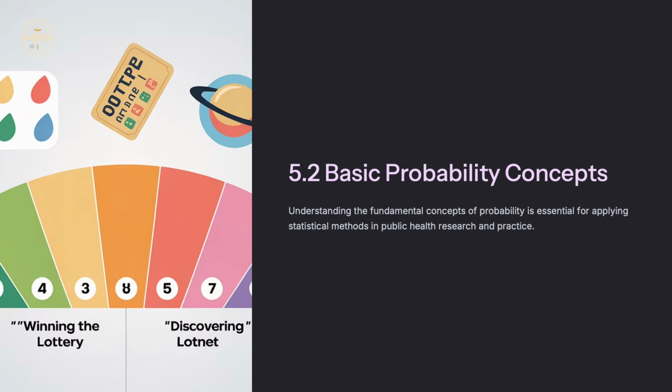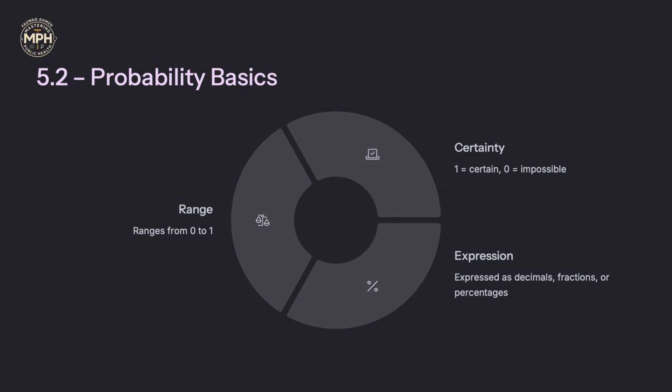Second is basic concepts of probability. Probability is the likelihood that a specific event will occur. It's always a number between 0 and 1. An event that's certain has a probability of 1. An impossible event has a probability of 0.